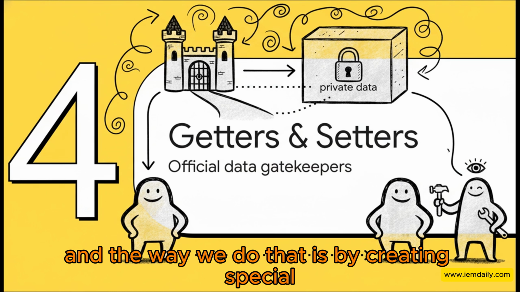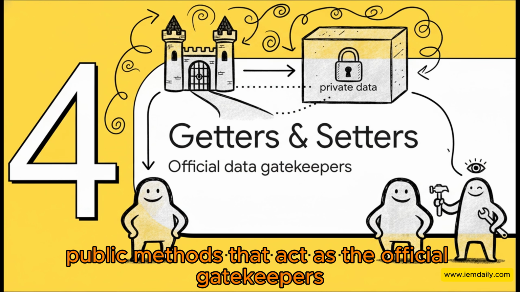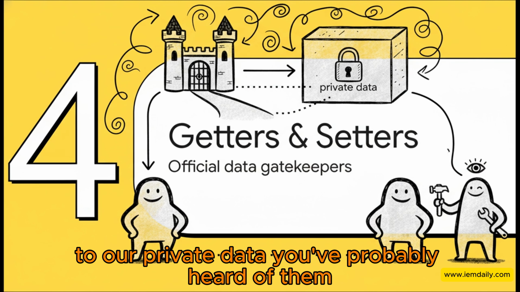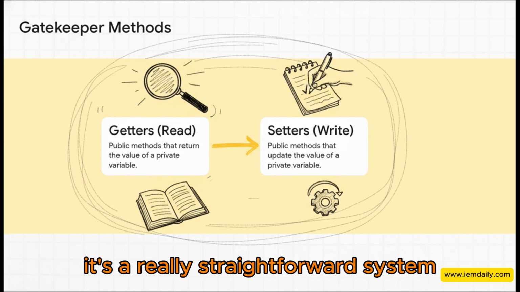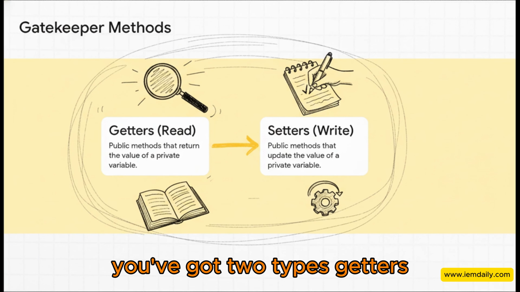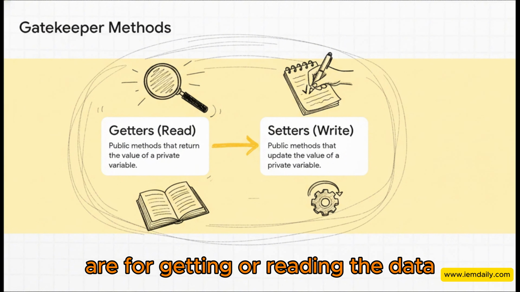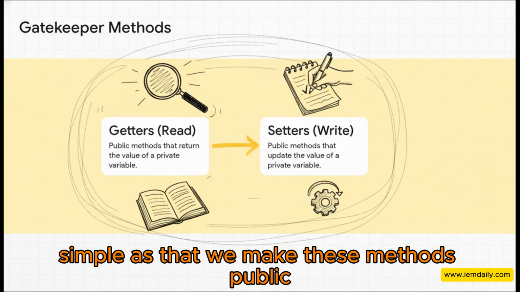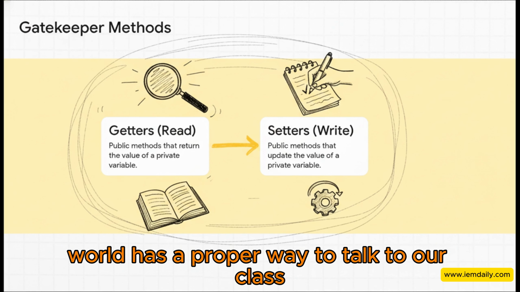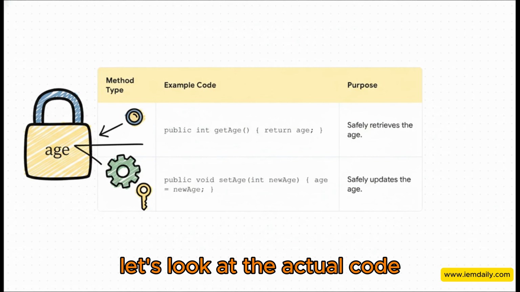And the way we do that is by creating special public methods that act as the official gatekeepers to our private data. You've probably heard of them. They're called getters and setters. It's a really straightforward system. You've got two types. Getters, just like the name says, are for getting or reading the data, and setters are for setting or writing new data. Simple as that. We make these methods public so the outside world has a proper way to talk to our class. Let's look at the actual code.